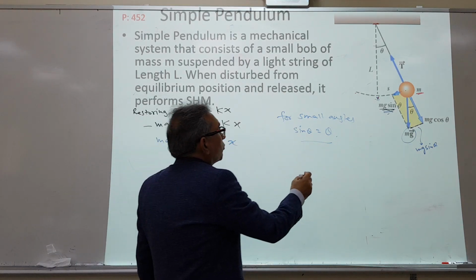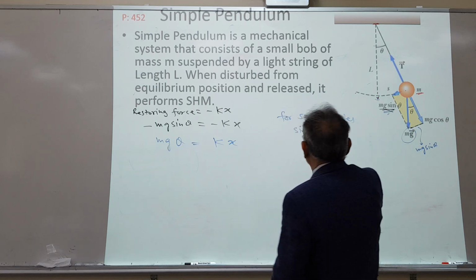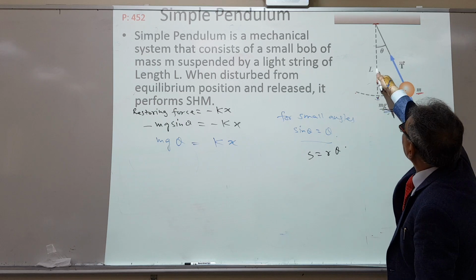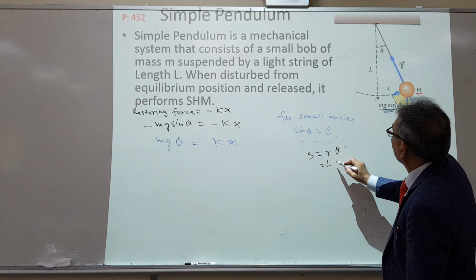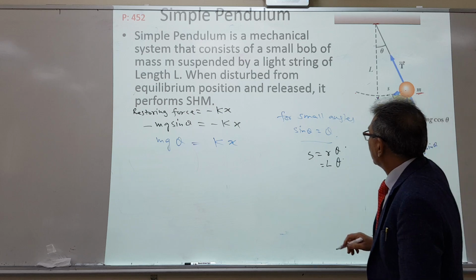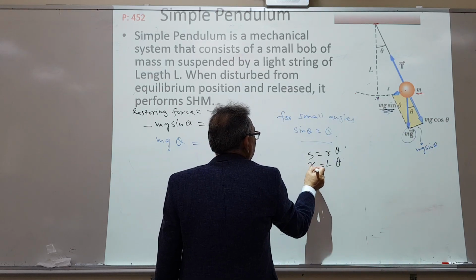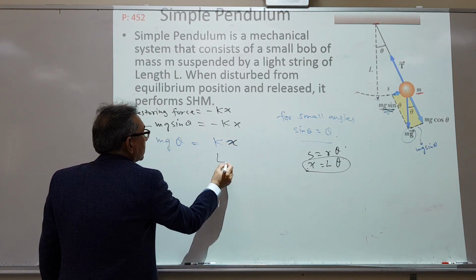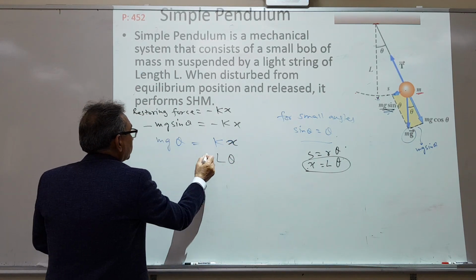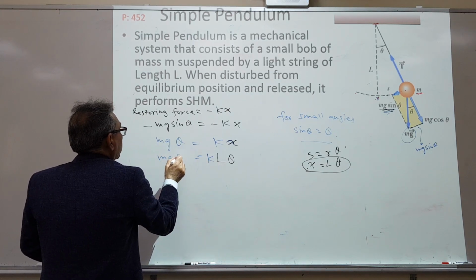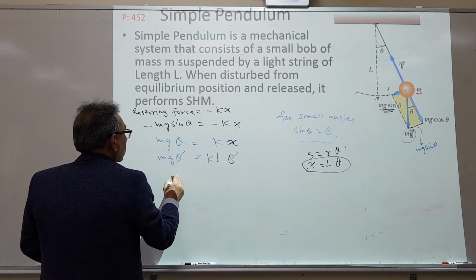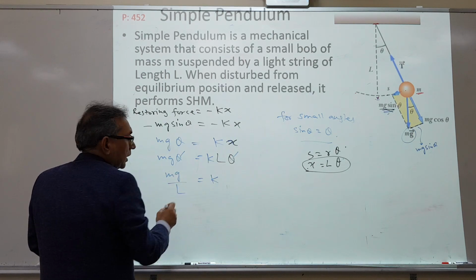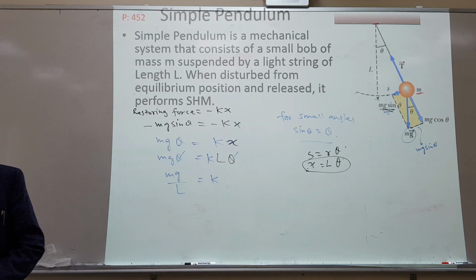So kx is equal to mg theta. You see, we have another relationship: s is equal to r theta. What is r? r is the L here. So s or x is L theta. So in place of x, I would write L theta. So k L theta is mg theta. Theta goes with theta, and you have k is equal to mg over L.